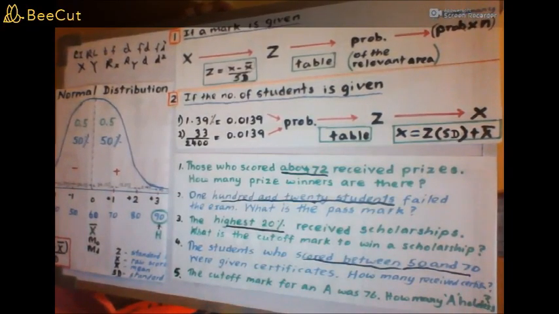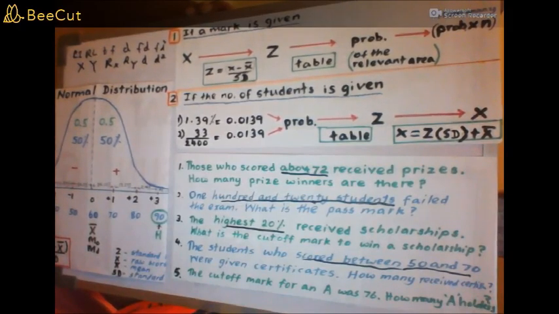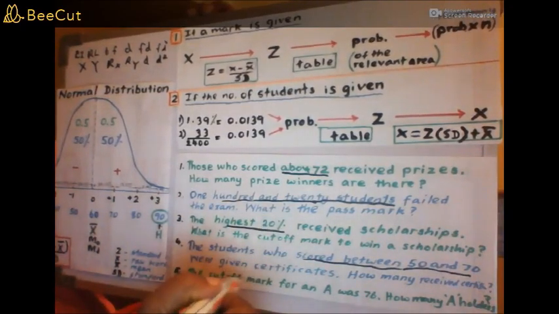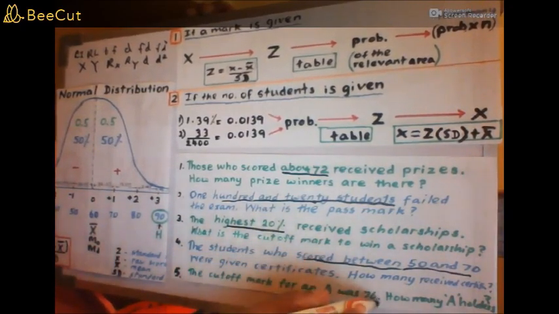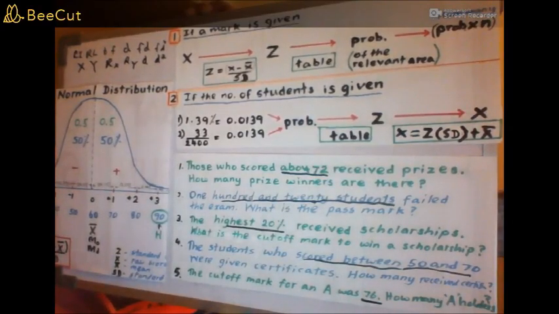Last one. The cutoff mark for an A was 76. How many A holders were there? What is given? The cutoff mark. So 76 is given. A mark is given, then they are asking how many. Which route? 1 or 2? 1. Then follow it, right?